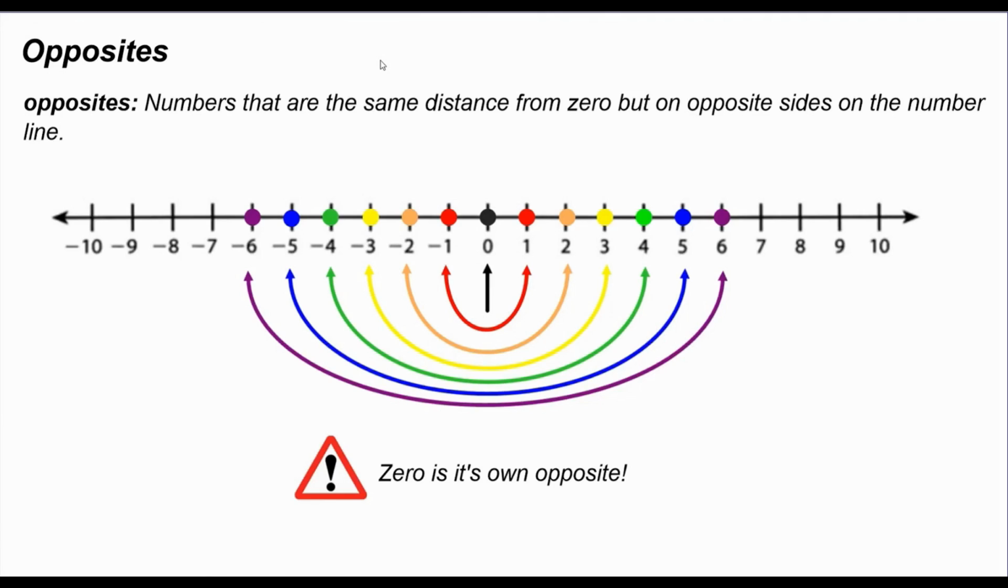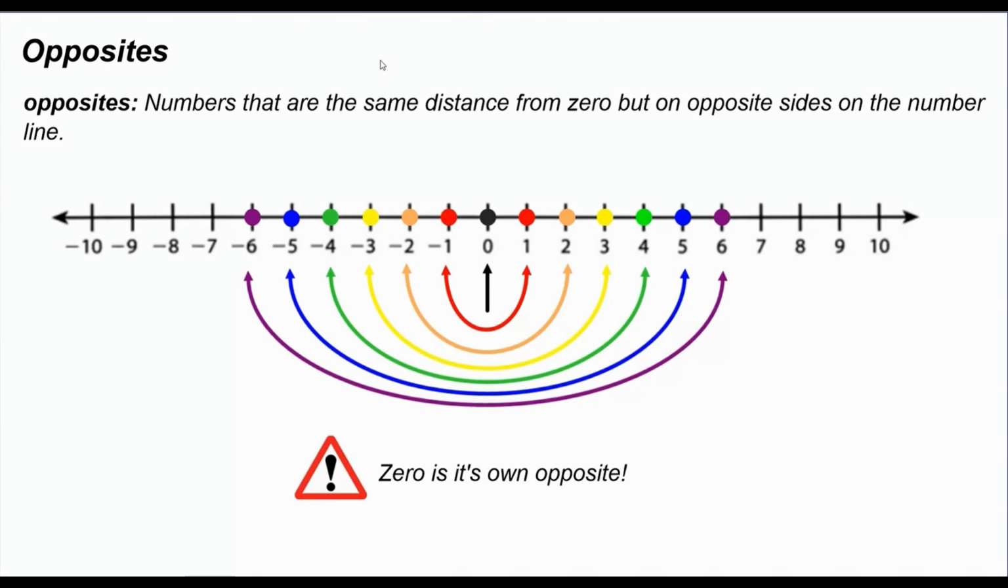So you can see I've kind of got it color-coded here in a nice, beautiful rainbow color of pairs of opposites. Now, 0 is its own opposite because 0 is at 0. So it's the same distance from itself, I guess you could say. So 0 is its own opposite.